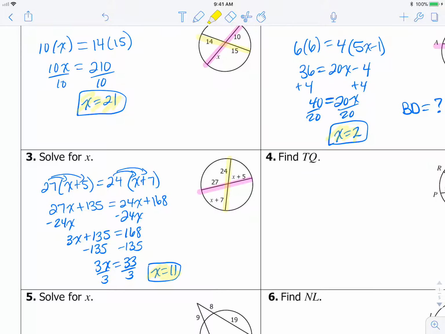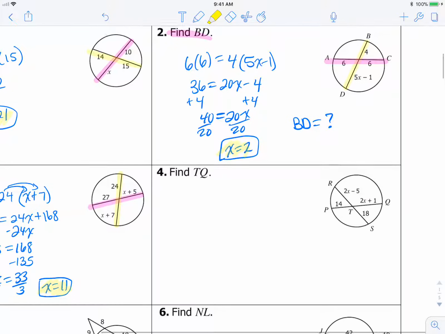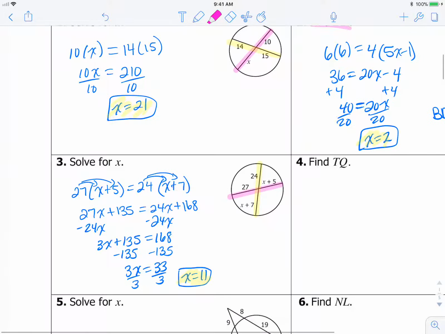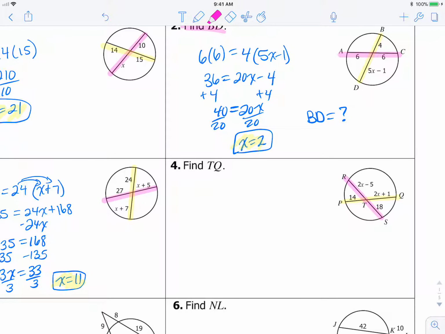Over here, we're going to find TQ. Same idea. We got PQ. We've got RS. So we're going to set it up and solve for x, just like you did on number 3. So go ahead and solve for x and then substitute back in to find TQ.